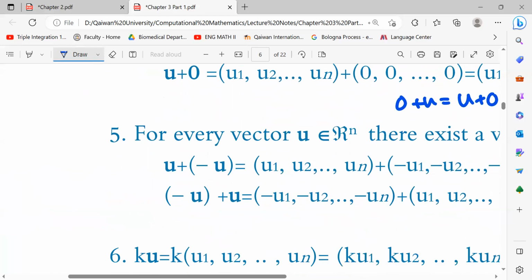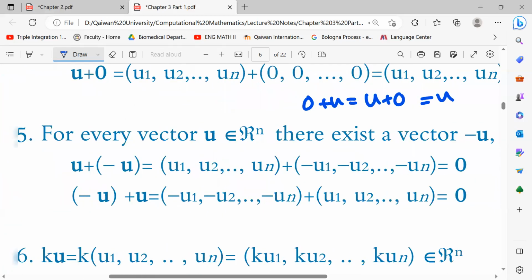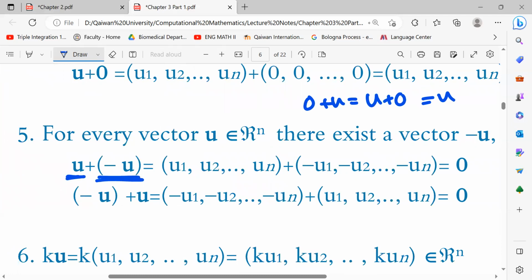Then for the inverse, we say if we add any vector to the same vector with the opposite sign, we must get a zero vector. Look, we say u plus minus u. We add u to the same vector in opposite sign. This is plus, and here this is minus.